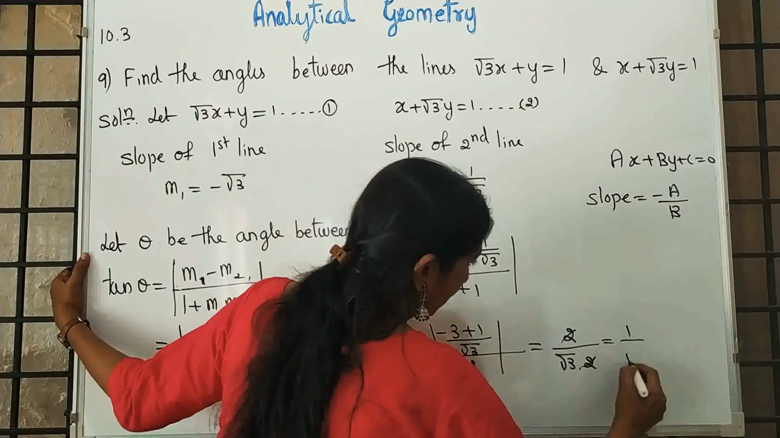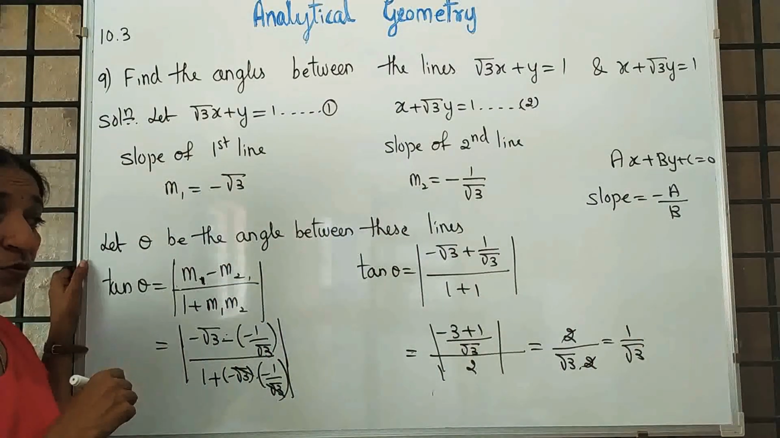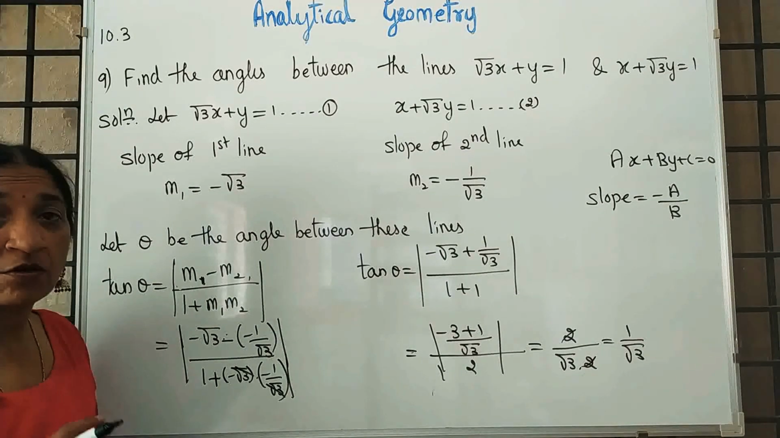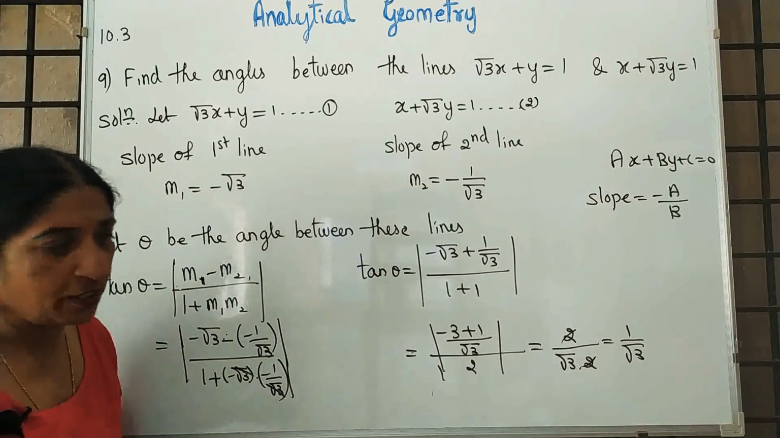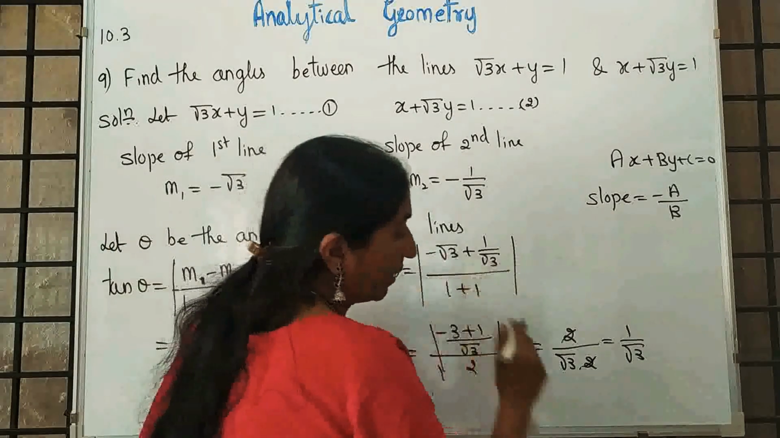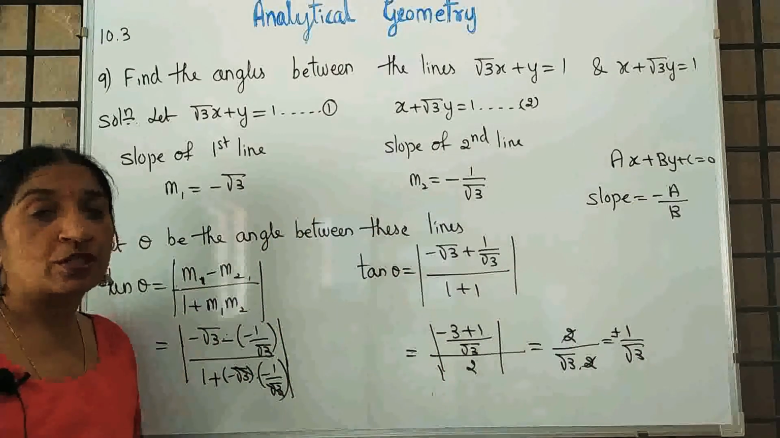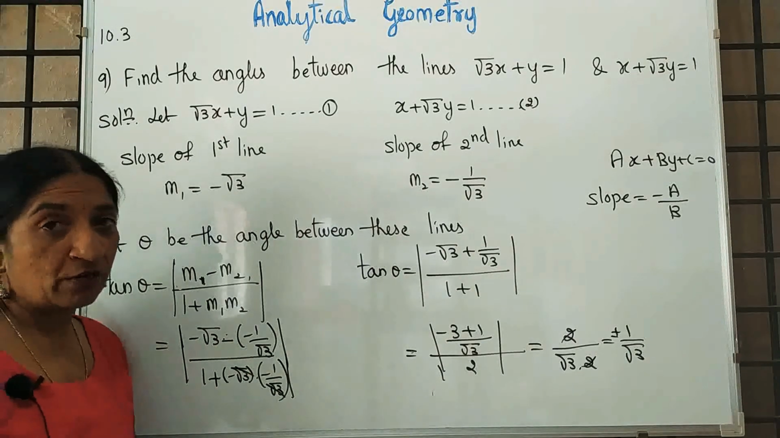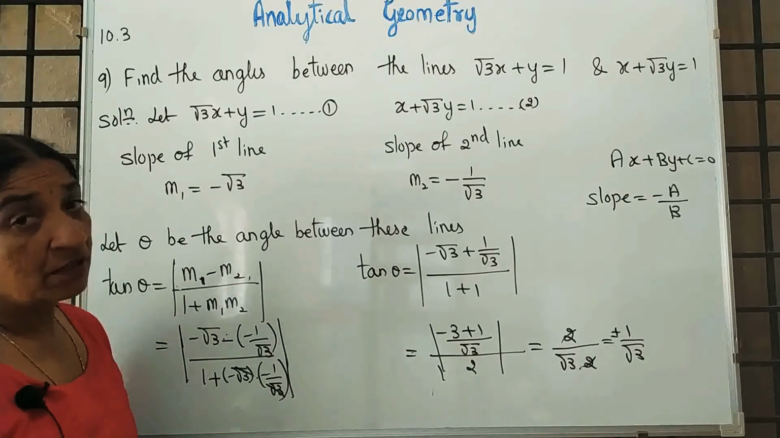So it is 1 by root 3. Now calculate the value. It is plus or minus, because of the modulus we will get plus or minus. We are not told it is an acute angle. Acute means we have to take only positive answers. And here one side has a mod, one side we don't have a mod, so we will take plus or minus 1 by root 3. So plus or minus 1 by root 3 means one is acute and one is obtuse. One angle comes in the first quadrant and another comes in the second quadrant.